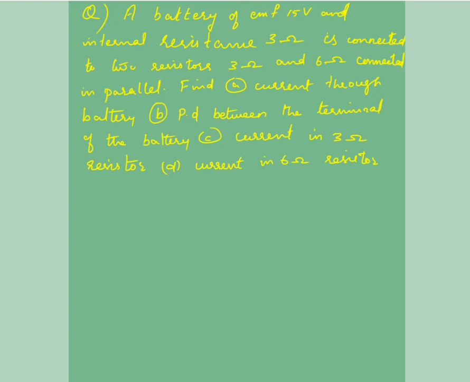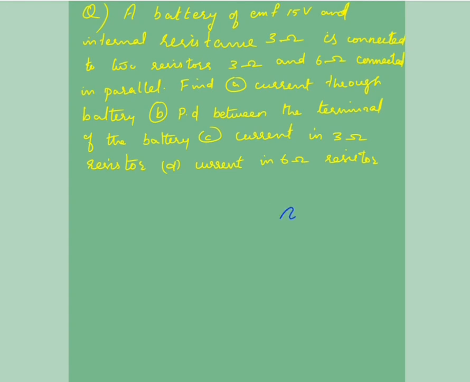Here the circuit diagram is not given, so first we'll have to draw the circuit diagram for this situation. We have a 3 ohm resistor and a 6 ohm resistor. First we'll draw the cell. The internal resistance of the cell is given, so we have to draw the internal resistor, that is 3 ohm. You can represent that using small letter r. Then EMF can be represented using letter E, so EMF is 15 volt.